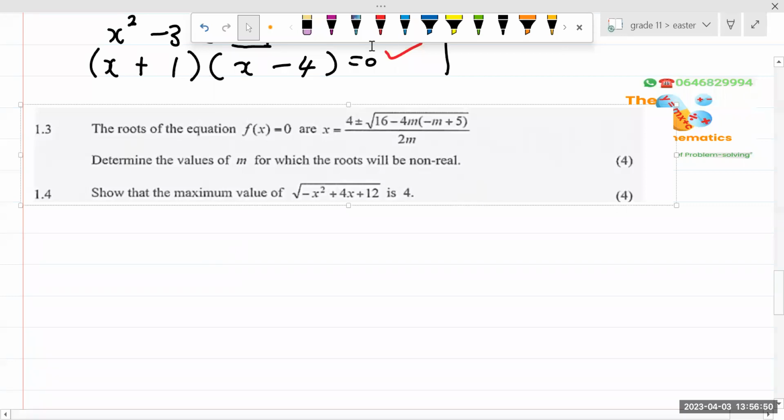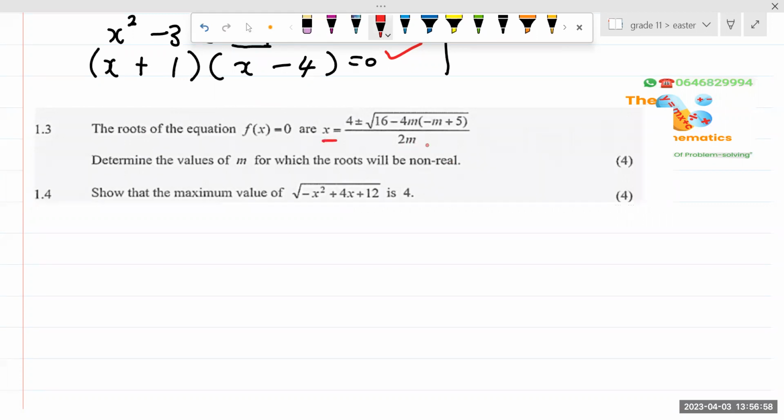So, nature of the roots. The first question says the roots of the equation, so the possible values of x, are given by the following equation. Determine the values of m for which we are going to have non-real roots. Now, what do we know about non-real roots? What can we say about the discriminant?